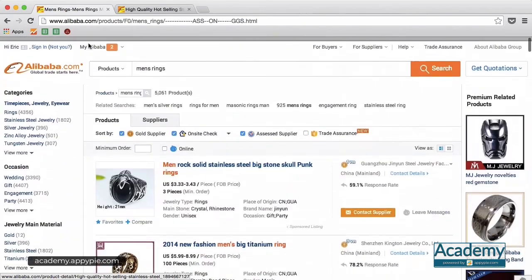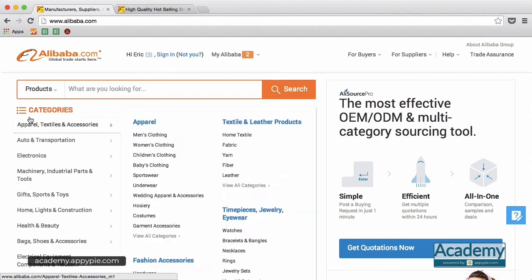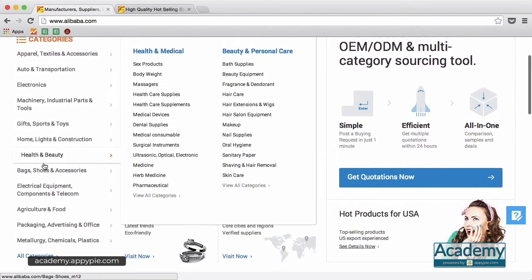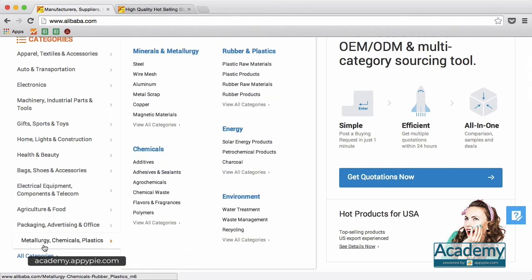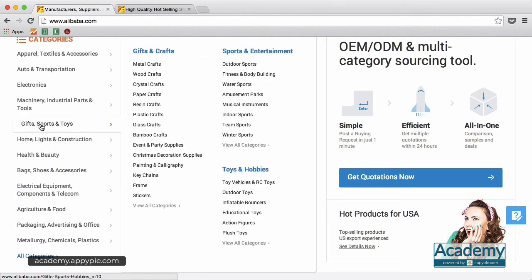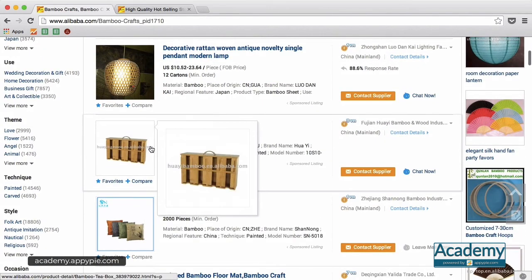So let's say you don't have an idea of what type of product you want to sell. And that's where the categories come in handy. So this is a great way to just explore different types of products. So one area that I go to a lot is the gift, sports, and toys. And you can either click on this or get even more specific. And let's say bamboo crafts. And here you can just look for interesting products that you might want to import.